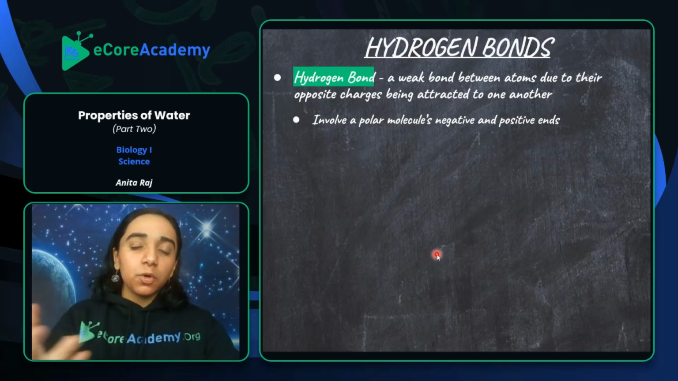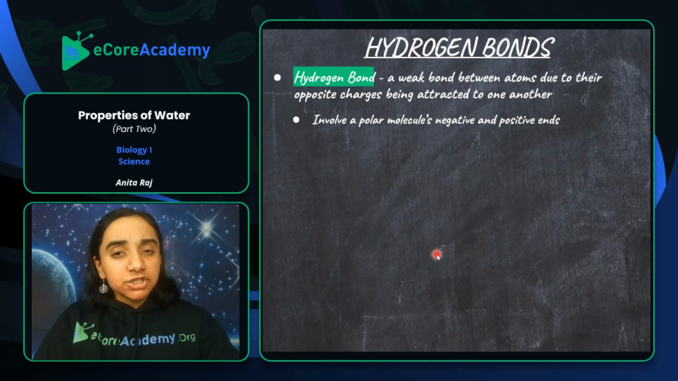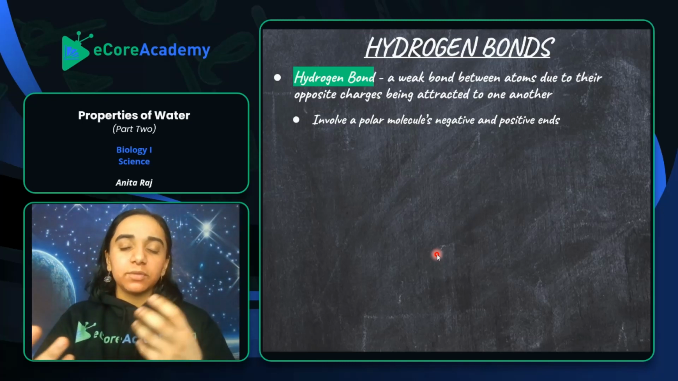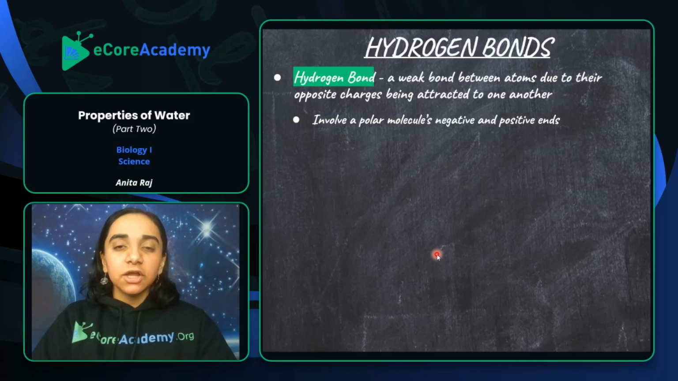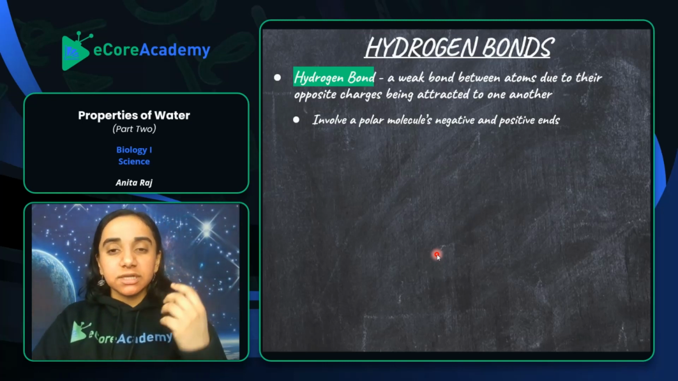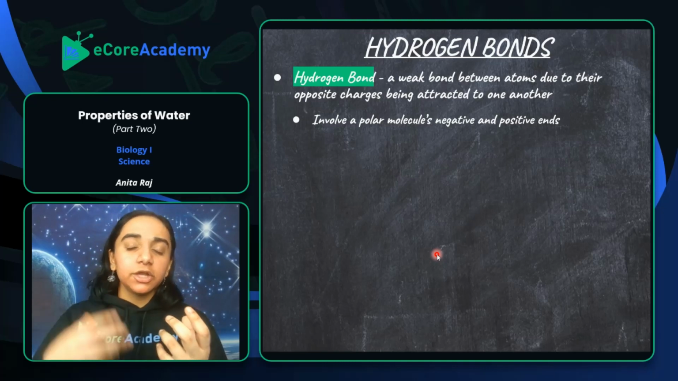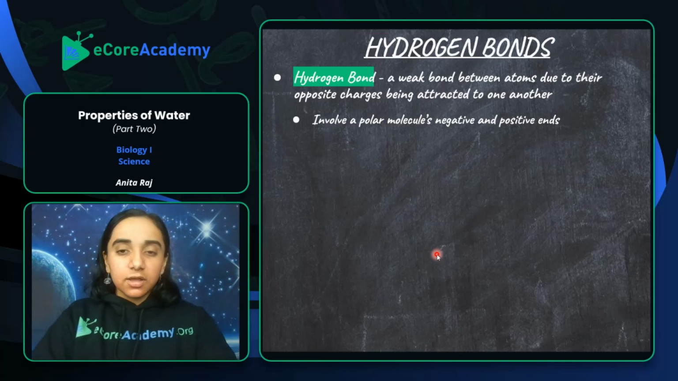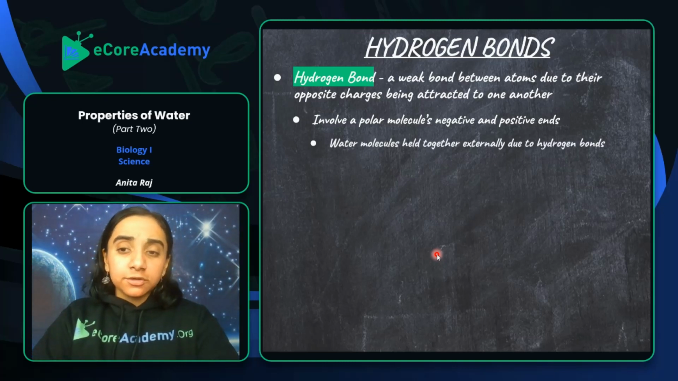So that's why we get this polarity in the molecule, where the part of the molecule with oxygen is more negative and the part of the molecule with hydrogen is more positive. So a hydrogen bond pretty much occurs when the oxygen, which is the negative part of the water molecule, interacts with the hydrogen of another water molecule, which is the positive part. Then we have water molecules held together externally due to hydrogen bonds.